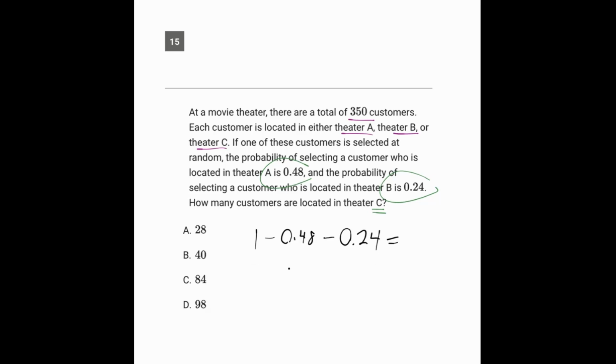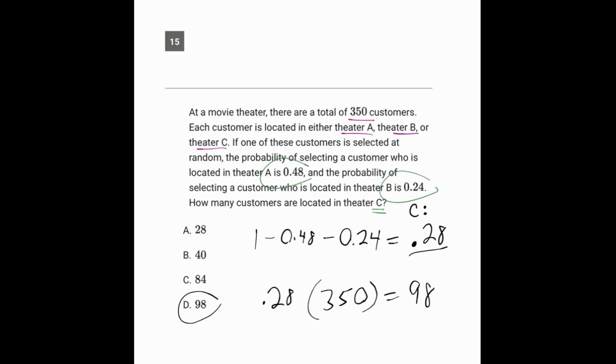And on the calculator, 1 minus 0.48 minus 0.24 is 0.28. And so we know there's a 0.28 probability of the customers being in theater C. So that means that if we have 350 customers, then we can multiply that by 0.28, and it'll give us the likely amount of customers in theater C. So on my calculator, 350 times 0.28 comes out to 98, and that's answer choice D for number 15.